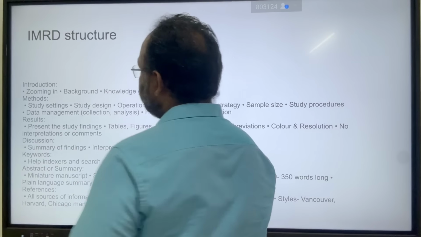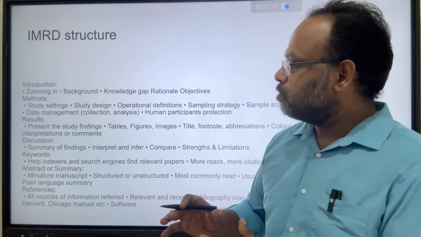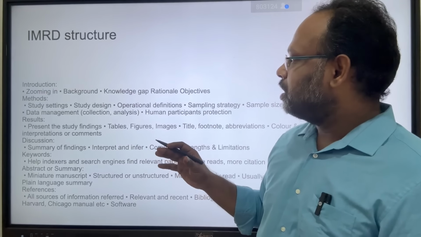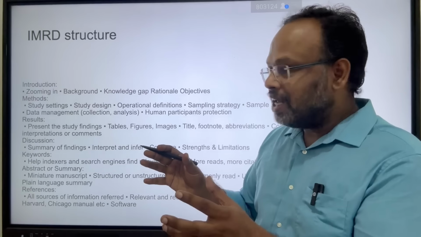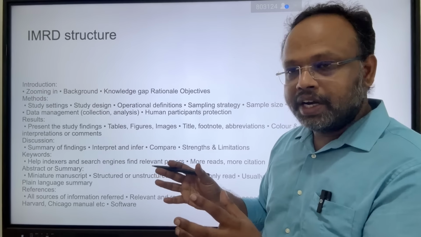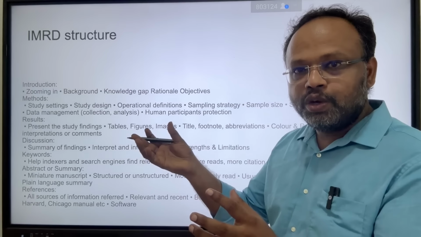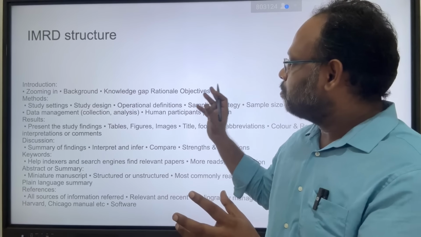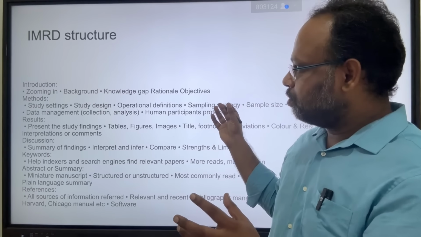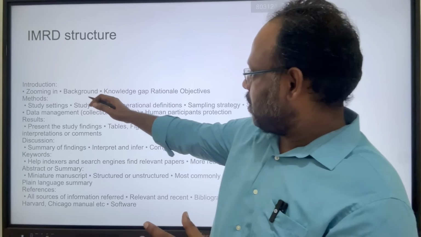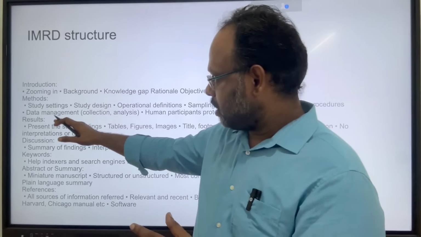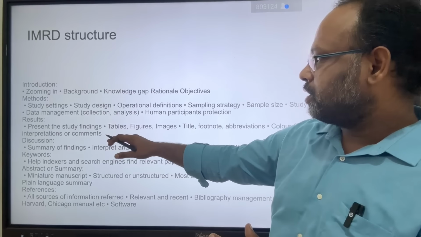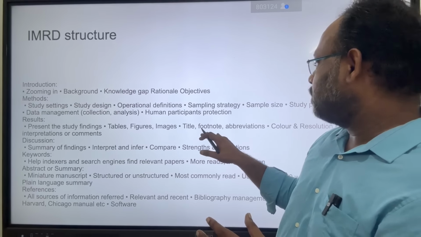When we expand it, under introduction we need to zoom in, we need to provide background knowledge, and we need to present the current knowledge and the knowledge gap present in the literature. Study rationale will be trying to fill in that gap, and we develop the need for the study and the objectives based on that. Then we have methods, with different headings for methods. Then results, the basics of the results: we should present the study findings with the tables, figures, images and all.